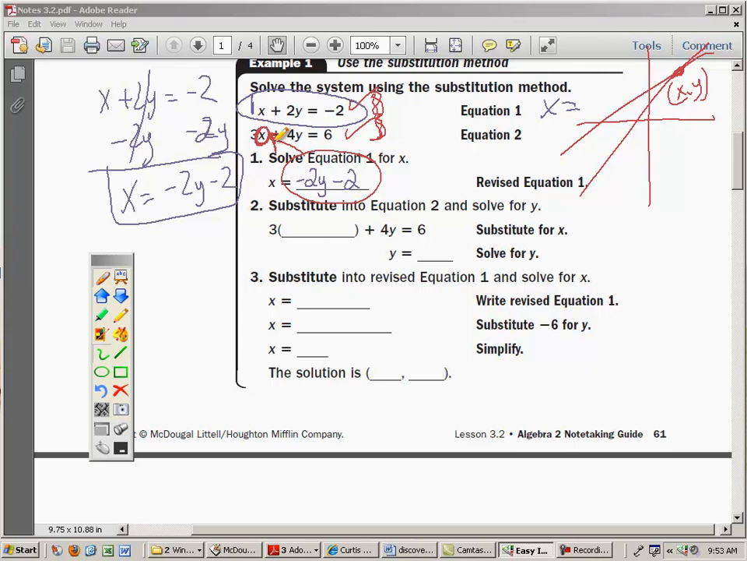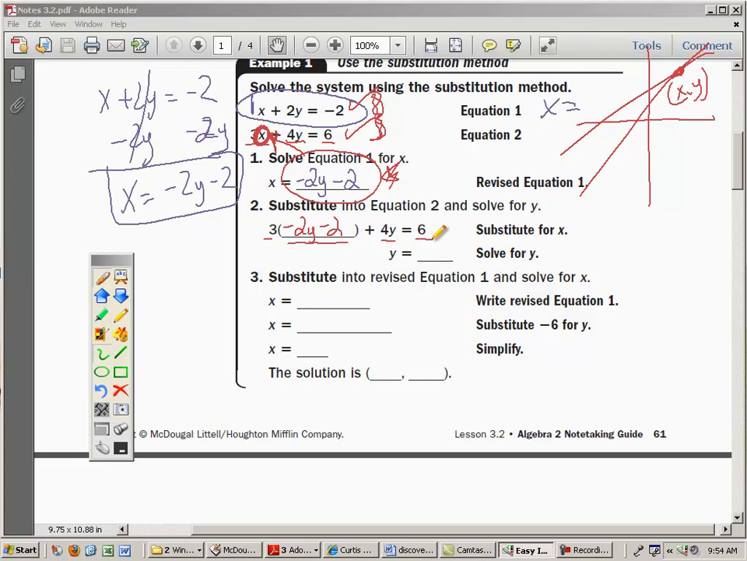So the first equation I solved for x and made it say x equals this. And now I'm going to rewrite the second equation: 3 times x, well, x is negative 2y minus 2. So again, I'm substituting or replacing the value of x with what x is, that expression, negative 2y minus 2. The rest of it doesn't change. We had 3x plus 4y equals 6. Now I have 3 times what x is, which is negative 2y minus 2, plus 4y is equal to 6.